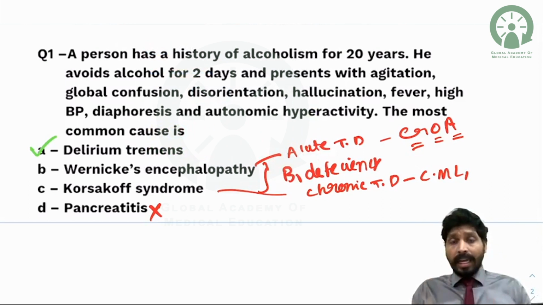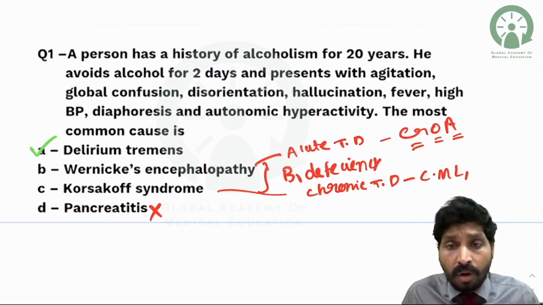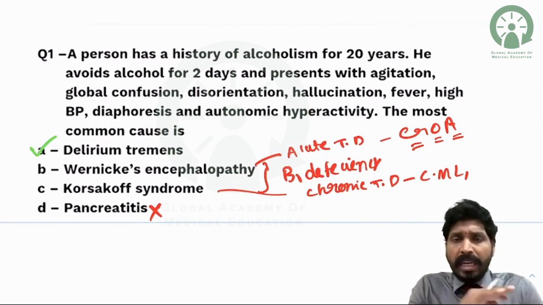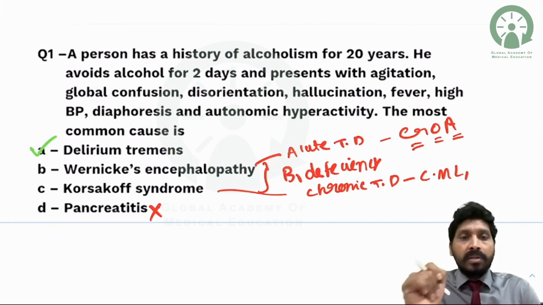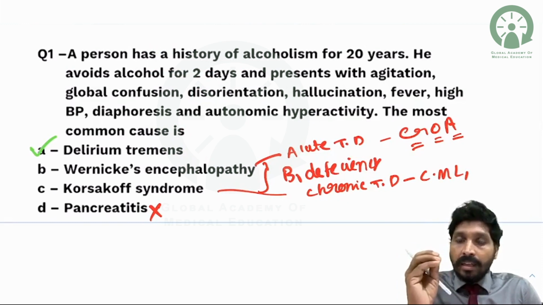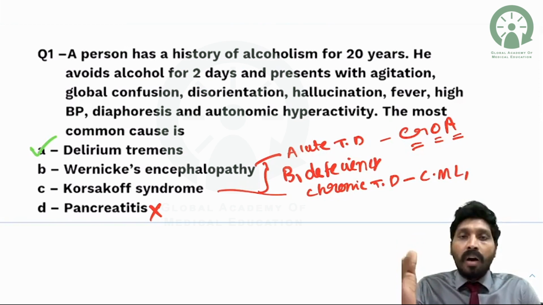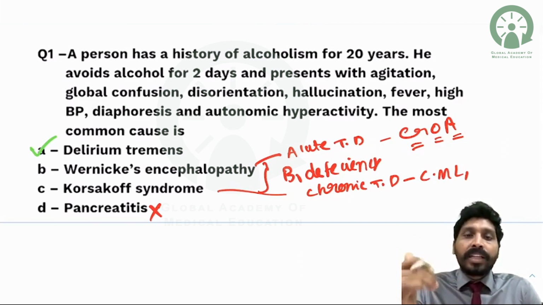So these are all the characteristic features of alcohol withdrawal syndrome. The person is a chronic alcoholic for 20 years, and he joined the rehabilitation center. He started avoiding alcohol for 2 days. So all of a sudden, as he started avoiding alcohol, what happened? He started with global confusion, disorientation, hallucination.